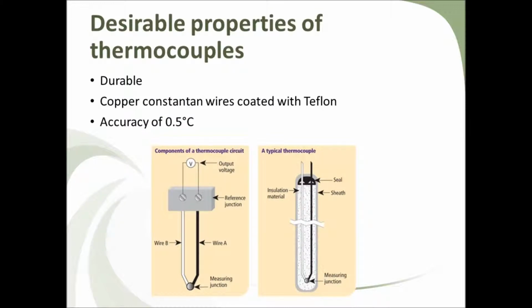Thermocouples should possess these properties. They must be durable for repeated use as temperature indicators in steam sterilization, validation, and monitoring. Copper Constantan wires coated with Teflon are a popular choice as thermocouple monitors. The accuracy of thermocouples should be within 0.5 degrees Celsius.